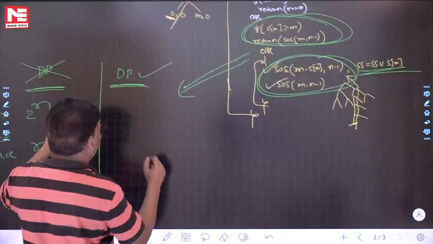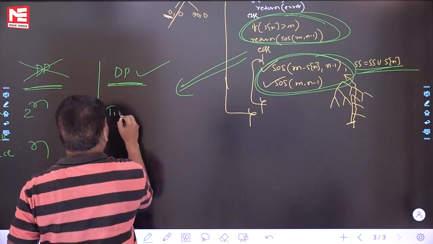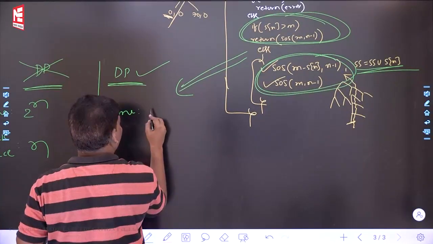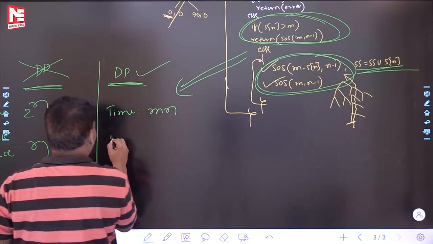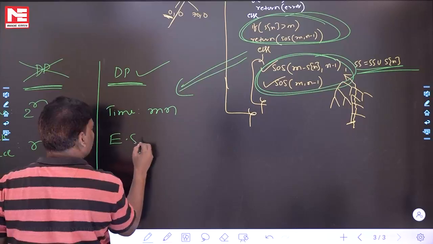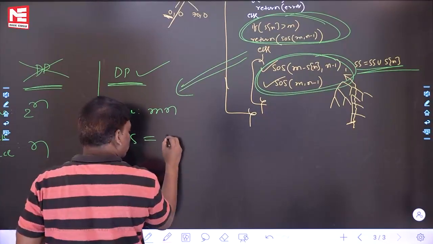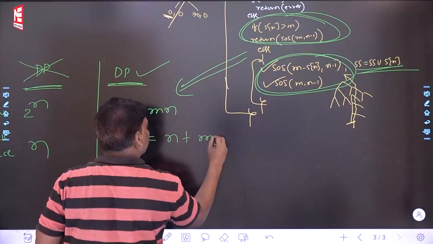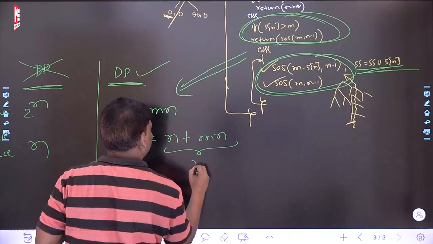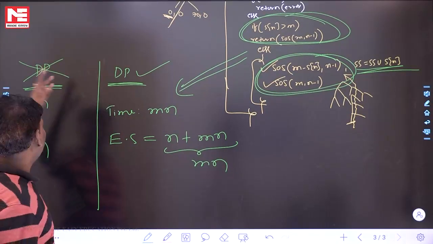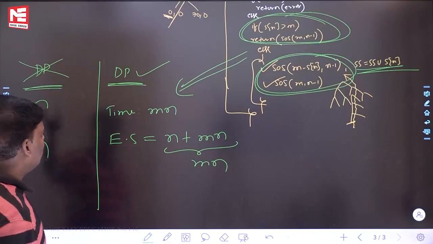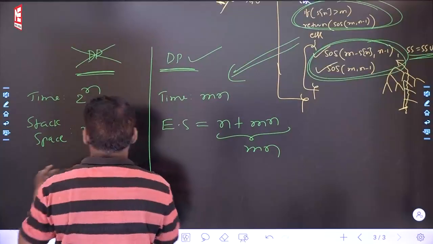Come to with dynamic programming. What is the time? I think you know very well: distinct function calls, mn. What is the extra space? What is the answer? Stack is going to be n, distinct function calls are mn, total is mn. This is with dynamic programming, and that was without dynamic programming.